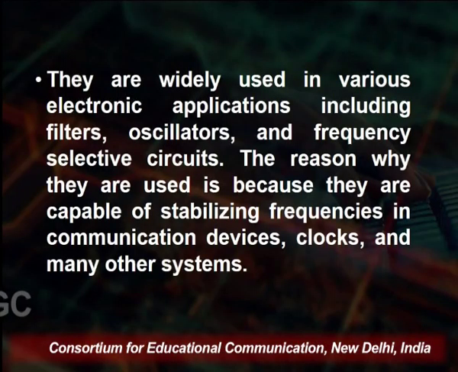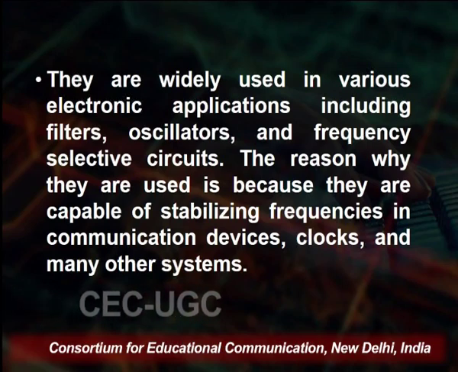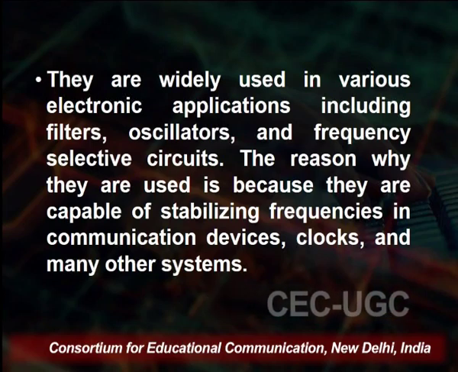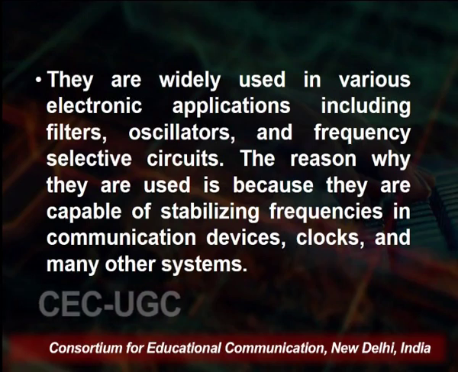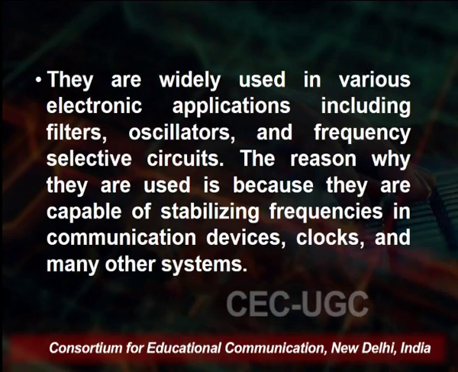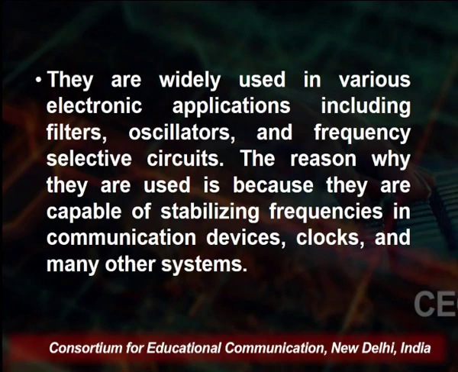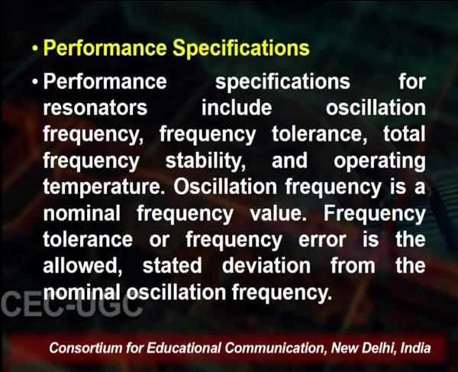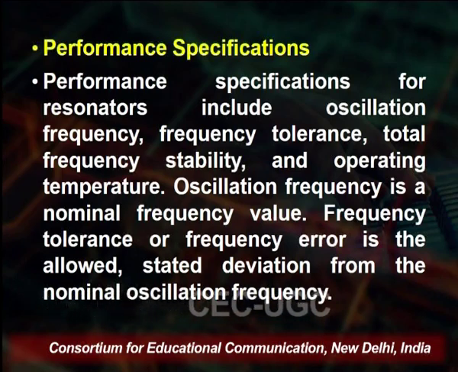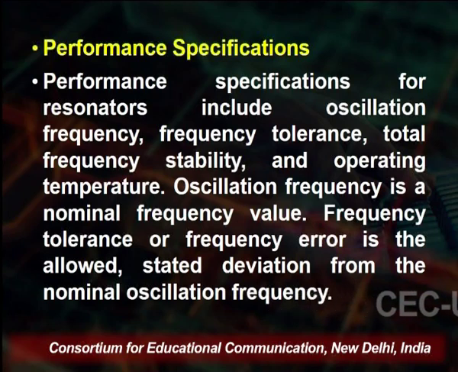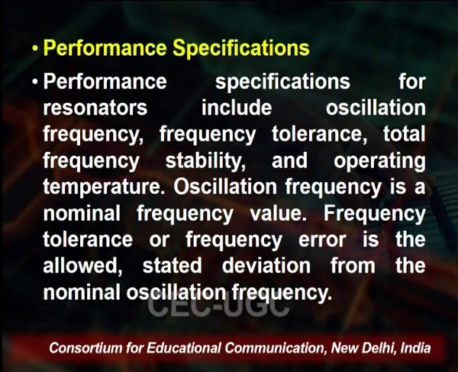So the resonant frequency is the specific frequency that we get from the oscillation. Resonators are widely used in various electronic applications, including filters, oscillators and frequency selective circuits. The reason they are used is that they are capable of stabilizing frequency in communication devices, clocks and many systems. Performance specifications for the resonator include the oscillation frequency, which is the main important parameter of this resonator.